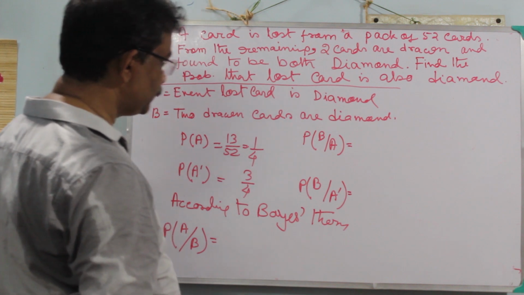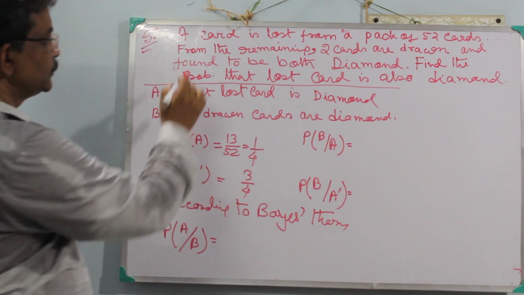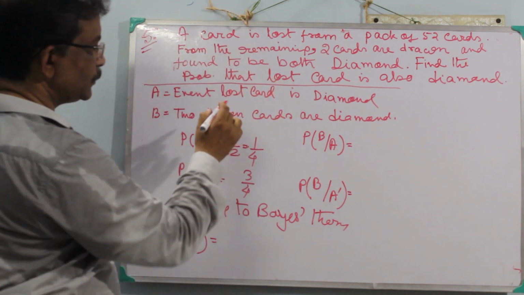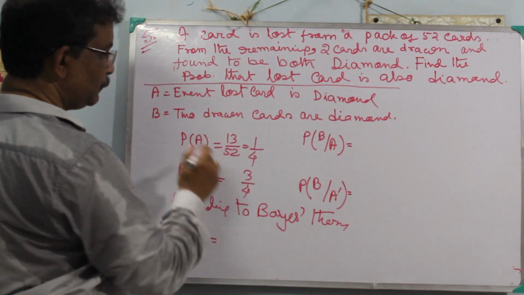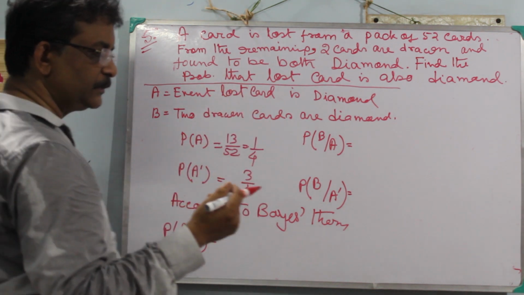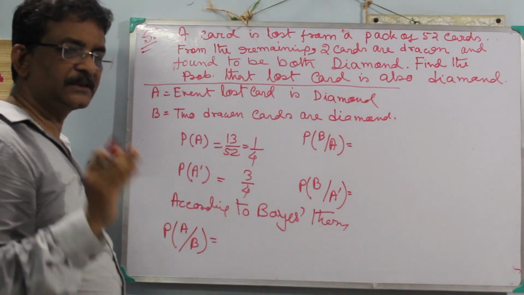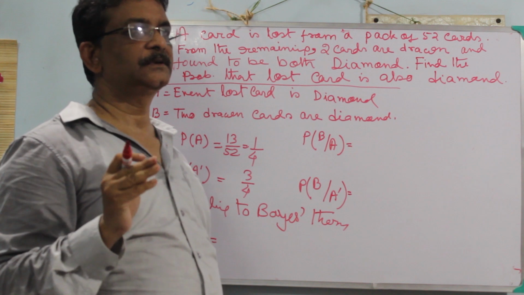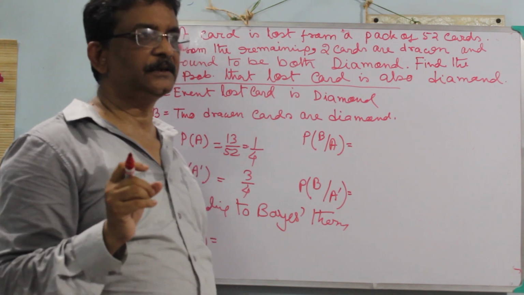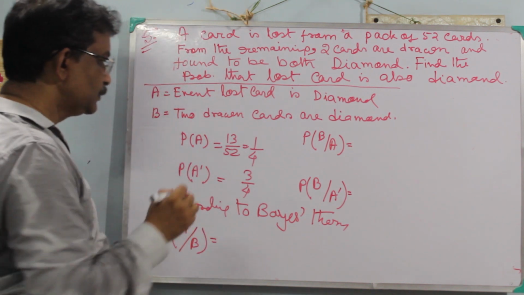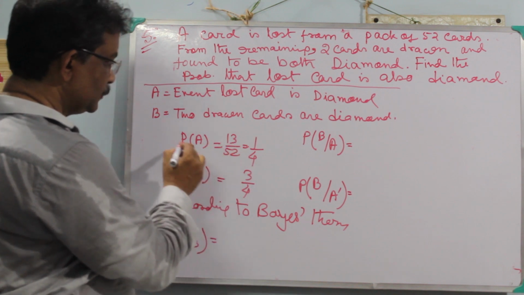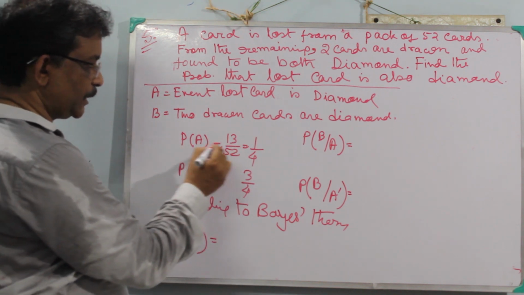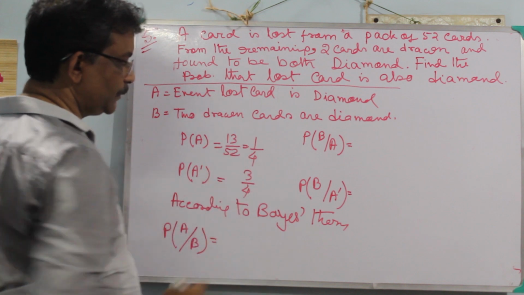So it is also the Bayes theorem. Now take the chart. 1 card is lost. What is the probability that it is a diamond? Because there are 52 cards, 13 diamond, 13 club, 13 spade and 13 heart. So there are 13 diamond cards. So the probability that the lost card is a diamond is 13 by 52, which is 1 by 4.